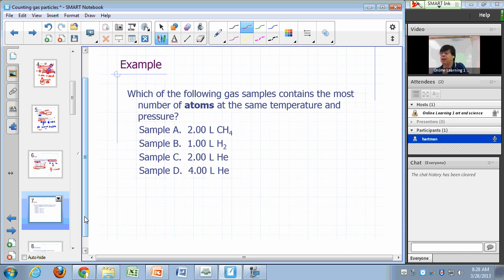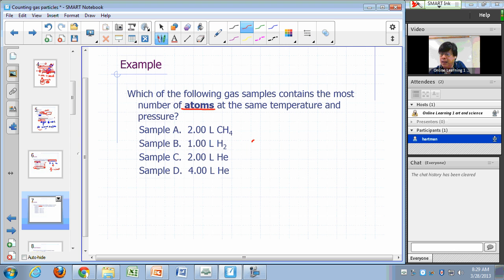Which of the following gas samples contains the most number of atoms at the same temperature and pressure? So we're not just counting particles, we're counting number of atoms. Sample A, B, C, or D. Okay, let me give you a little hint.